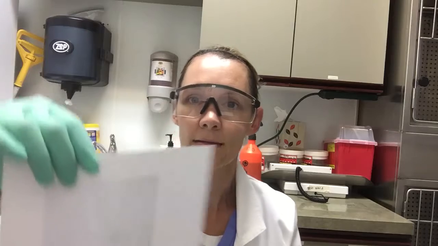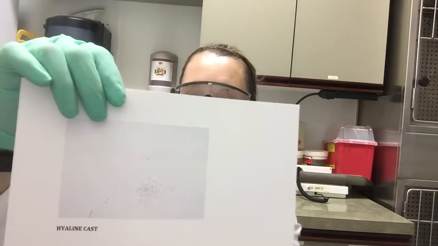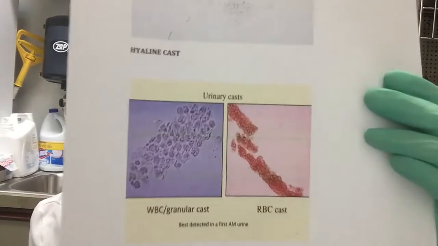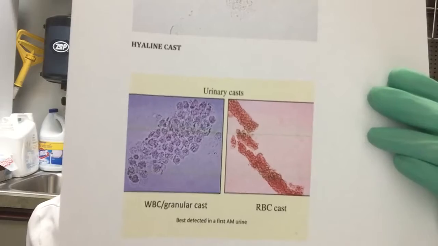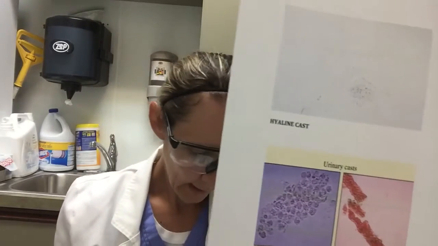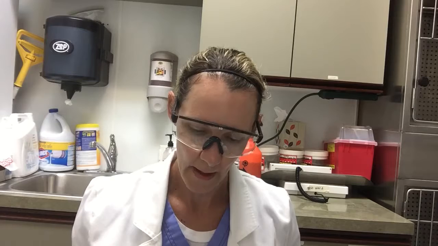As far as things that you might sometimes see or that I've seen in the past, I have some pictures. Starting off with some casts. The top one is a hyaline cast, and these bottom two are white blood cell and red blood cell casts. Now the hyaline casts are the most common casts you'll find, especially in renal diseases associated with proteinuria.